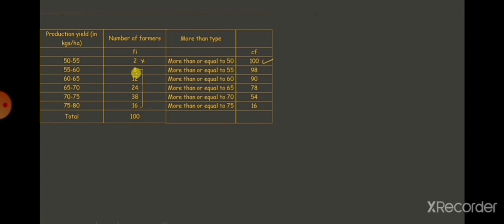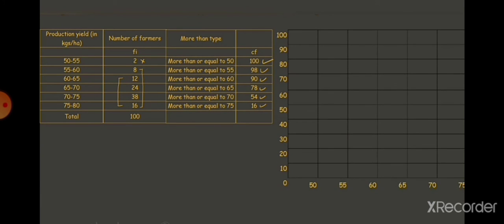Totally it is 100, and then you have to add 8, 12, 24, and the fourth one, 12, 24, 38, 16. You have to add. Okay, the third one, the fourth one, like that you should add all and you get it, or you can do it from down to up, you can subtract also. Then we see how to draw the graph for this one.